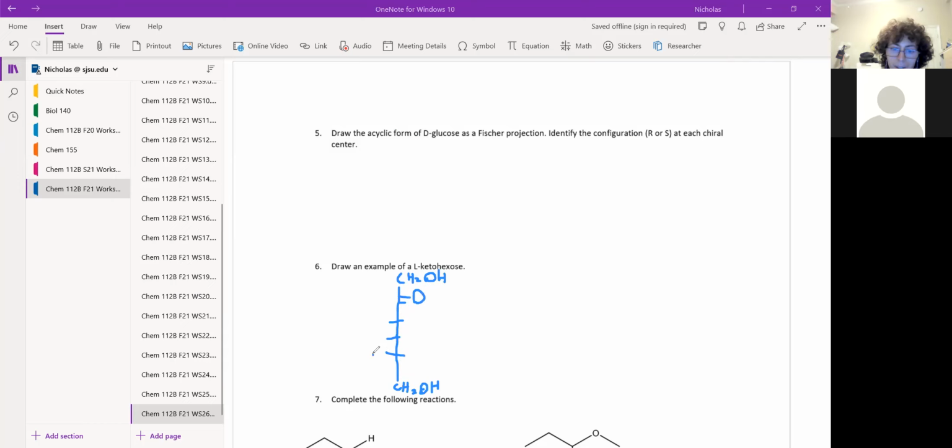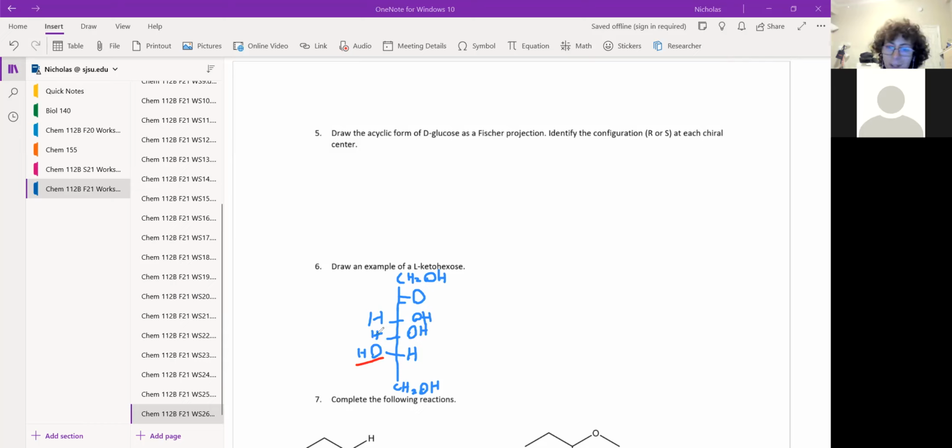And then all that matters is that this alcohol is on the left. You do have to put the other two, but it doesn't matter which side is which. I could do this, or you could put both alcohols on the left, or you could do some mix of these two. It doesn't matter. The only thing that matters here is this alcohol being on the left.